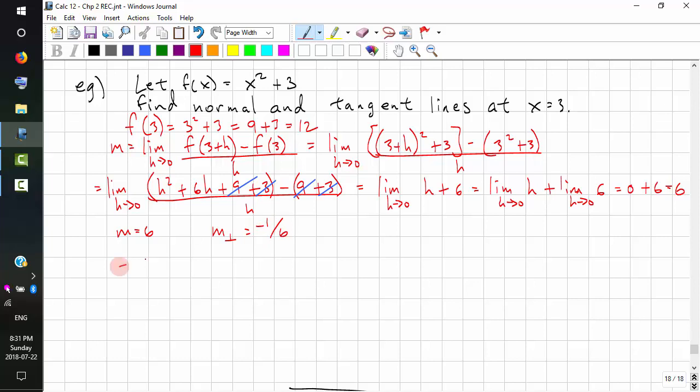So our tangent line, we have y minus 12 equals, our slope is 6, x minus 3. Our normal line, y minus 12 equals negative 1 over 6, x minus 3. So the point doesn't change, only the slope changes for the normal line. Don't bother simplifying this, don't bother simplifying that. Just leave it as it is. Next problem.